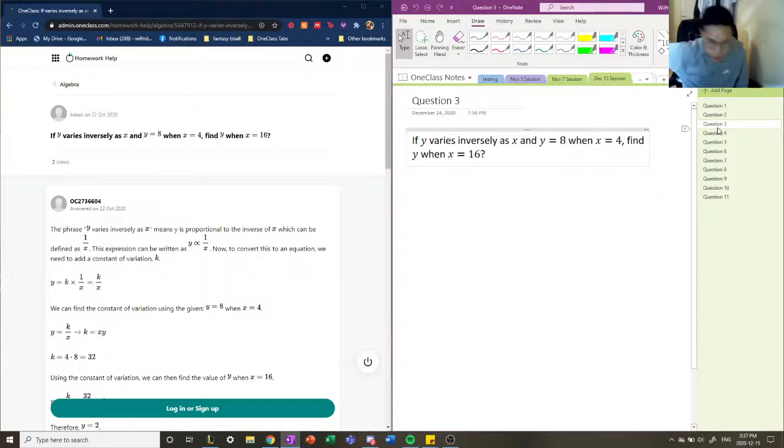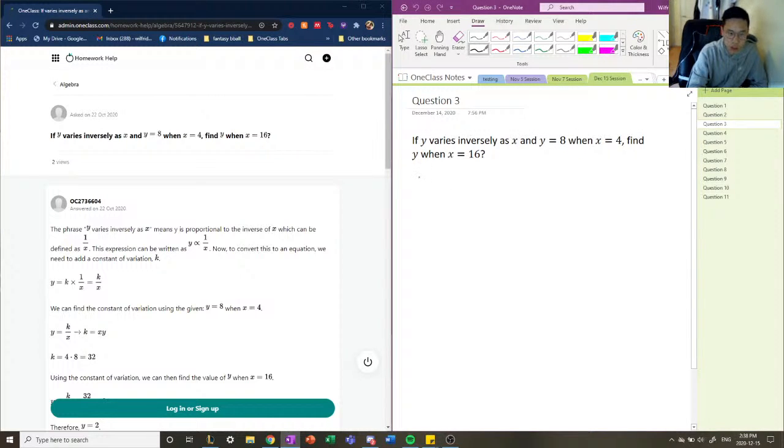Question number 3. All right, so the question reads: if y varies inversely as x, and y equals 8 when x equals 4, find y when x equals 16. Okay, so the phrase y varies inversely relates to our concept of proportions.